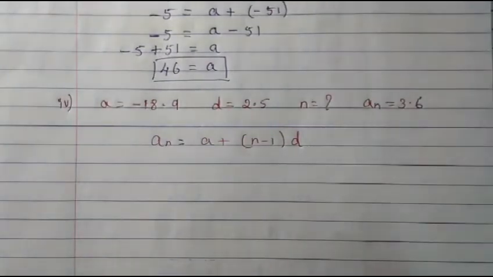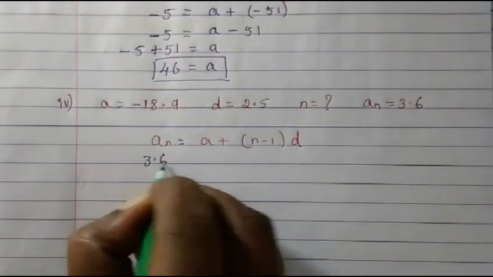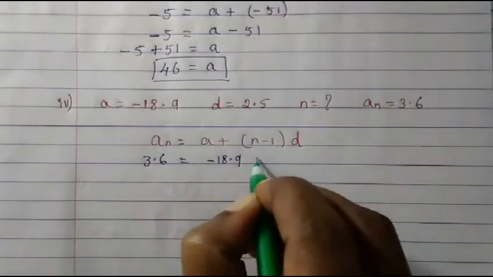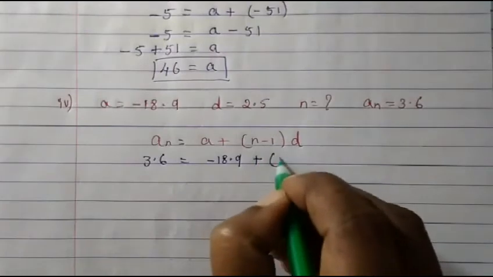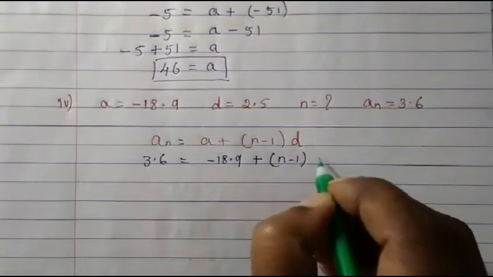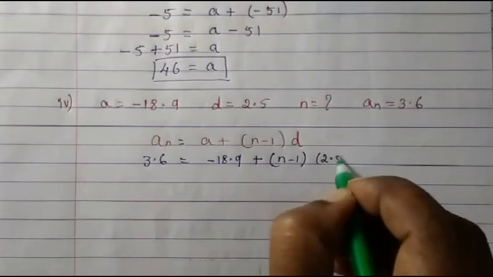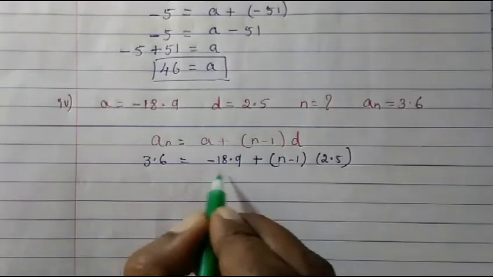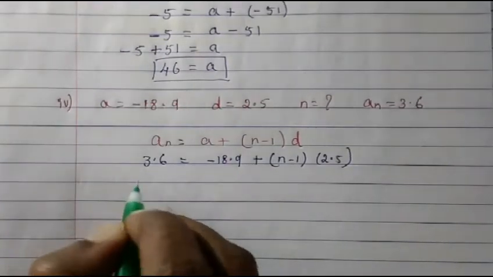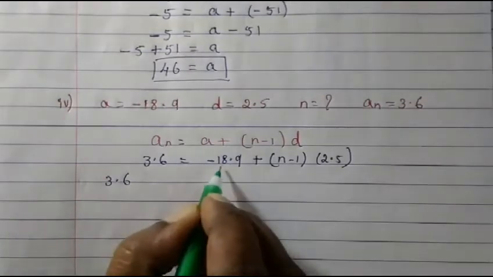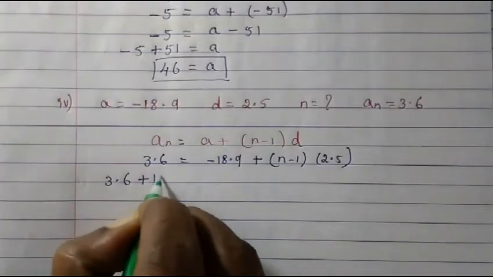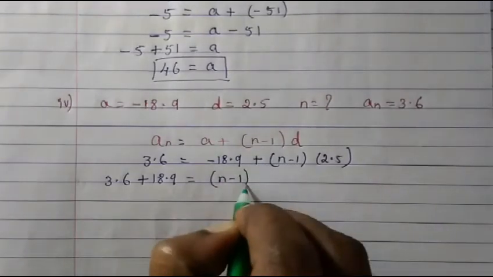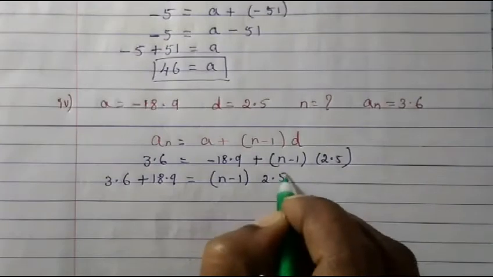So the formula is an equal to a plus n minus 1 d. So let's put the value quickly. An is what? 3.6. A value is minus 18.9 plus n is not given to us, so we keep n as it is. Then d is what? 2.5. So now 3.6, this is in minus, so let's bring it to this side, so it will become plus. So 3.6, this is in minus, so when it comes here it will become plus. So 18.9 equal to this n minus 1, we keep it as it is, and this 2.5, it is in multiplication.